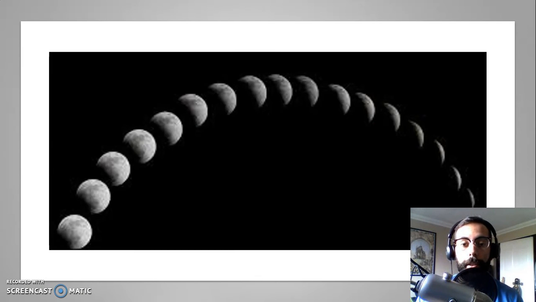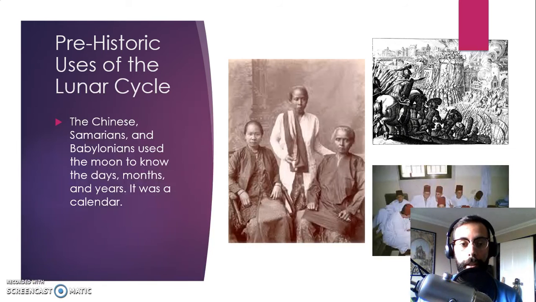Here we have the different phases of the lunar cycle. From the bottom left, we have almost a fully illuminated moon that goes to the very bottom right, which would be an almost non-existent or not very illuminated moon. This is important because it dates back to prehistoric uses. Back then they didn't have calendars, so the Chinese, Sumerians, and Babylonians used the moon to know what day, month, and year it was.